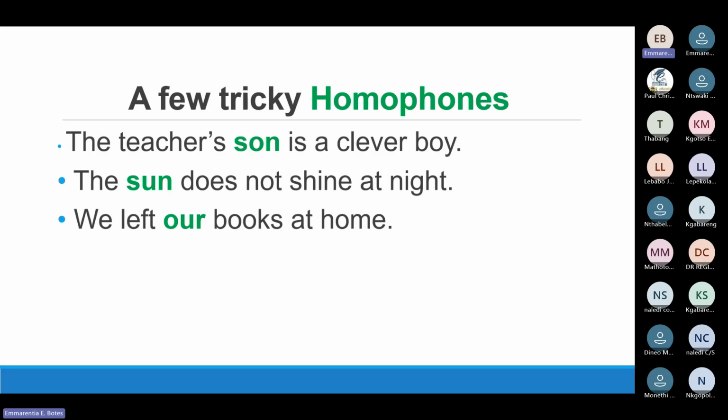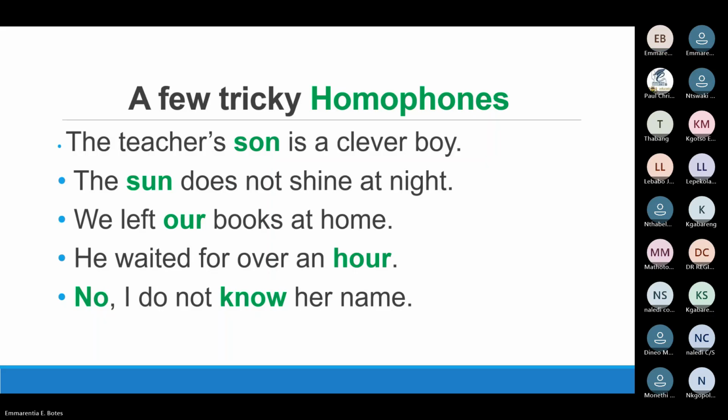"We left our books at home." "He waited for over an hour." Do you see, although we spell it with an H, we do not say "hour" with an H. We still say "our". So they both sound the same. "No, I do not know her name." So there we can see both of them. They sound the same, but they are spelled differently. They have also different meanings. We do not say "k-no", we just say "no". So we do not pronounce the K or the W. We say "no" for both words.